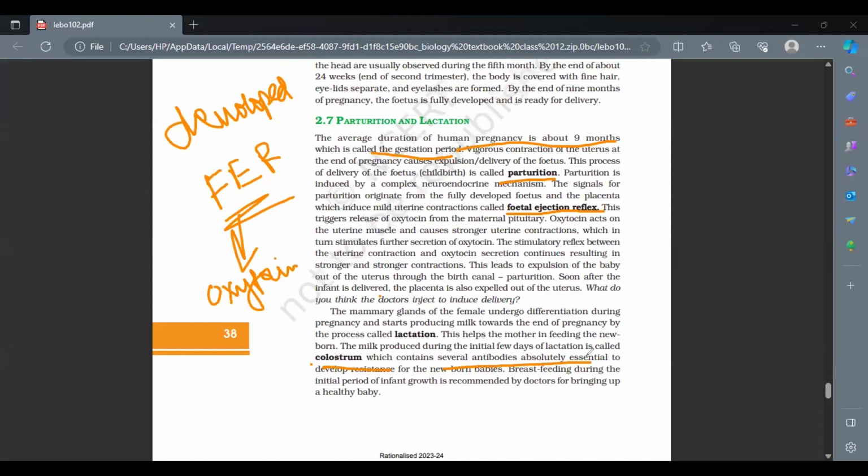Generally, doctors suggest breastfeeding the child for at least 6 months. During that time, the baby's body becomes ready to produce its own antibodies, and till then the mother's colostrum and other things help in managing the baby's antibodies. Breastfeeding during the initial period of infant growth is therefore recommended by doctors for bringing up a healthy baby. So colostrum is the main reason why it is recommended.